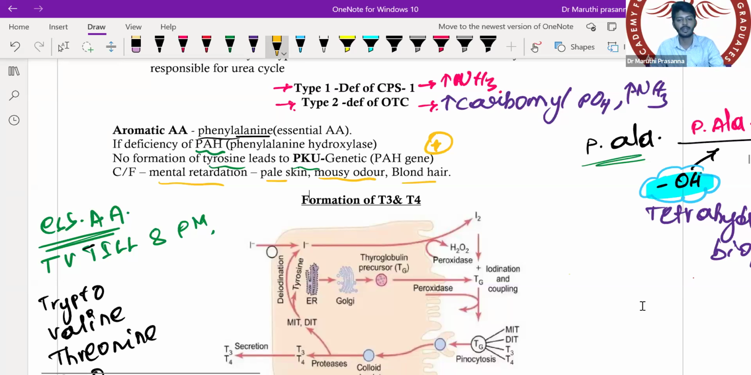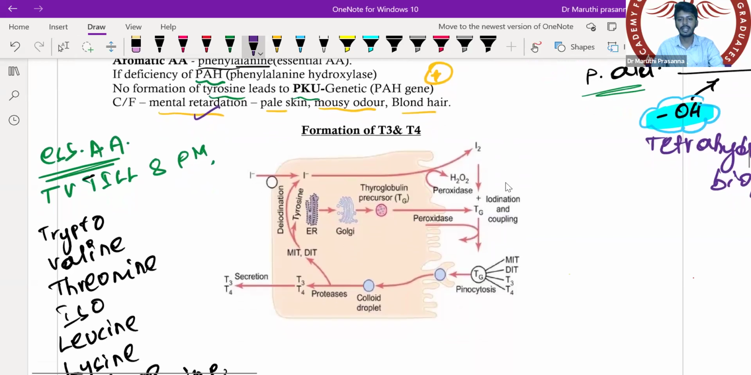Any confusion so far about phenylketonuria? All right. So that is your phenylketonuria. This is a very commonly asked question. So don't fall for the beauty, because possibly there can be this problem, mental retardation. Let's go to the next one.